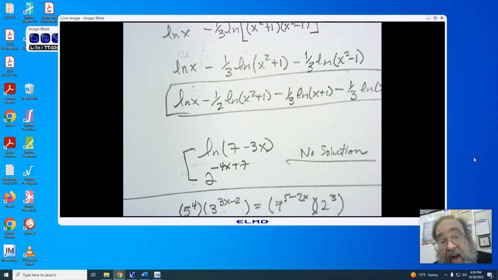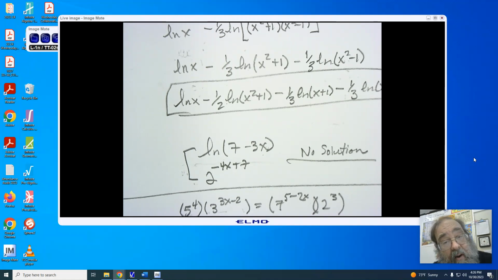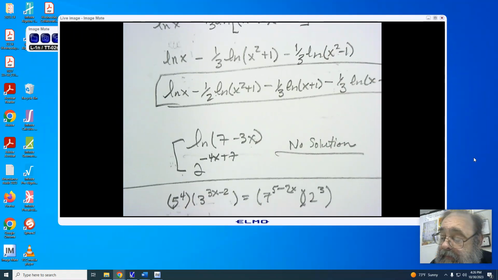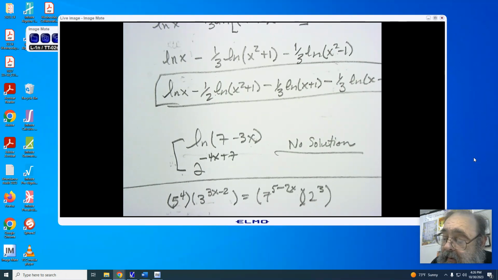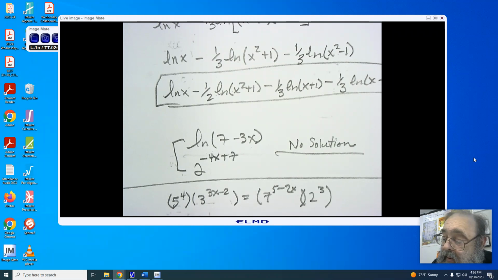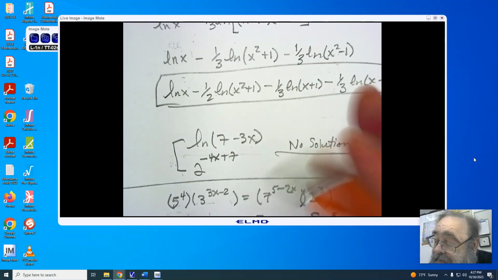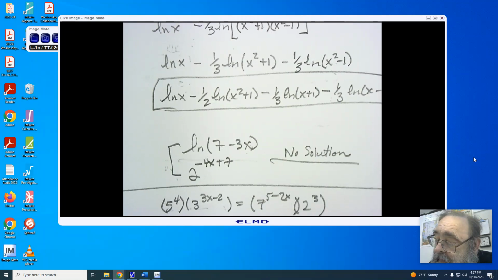We're going to have to exponentiate on both sides to get it into a common log with which we can then expand. Once we expand it, we'll distribute the natural log to our terms in the parentheses, and we'll move things around. At the end, we will factor out the x and then divide. Here we go. ln 5 to the 4th times 3 to the 3x minus 2 is equal to the natural log of 7 to the 5 minus 2x, times 2 to the 3rd power.